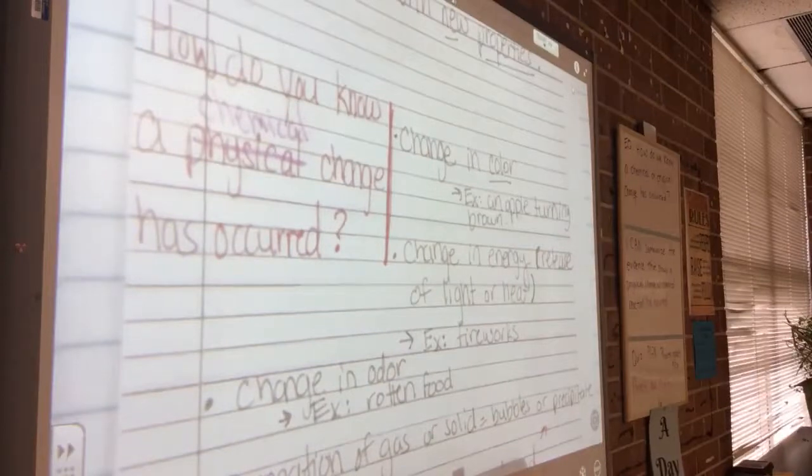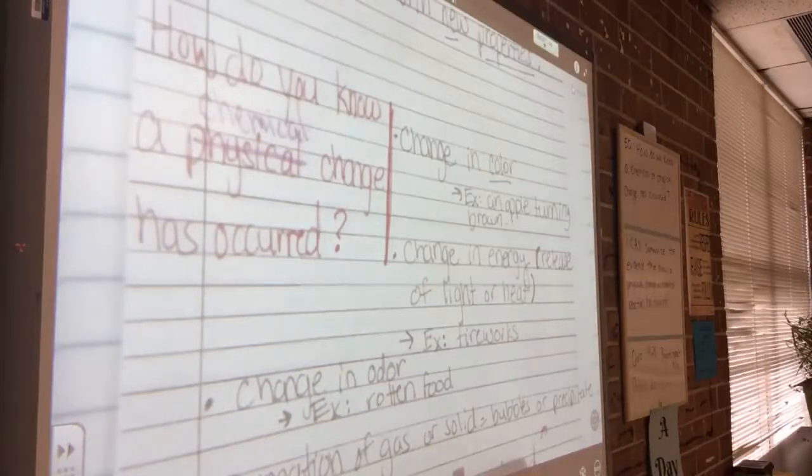So if I mix vinegar and milk, I don't recommend it, it's gross. It curdles the milk, creates a solid where there was none before. So you now have a chunky solution, which is a chemical change.